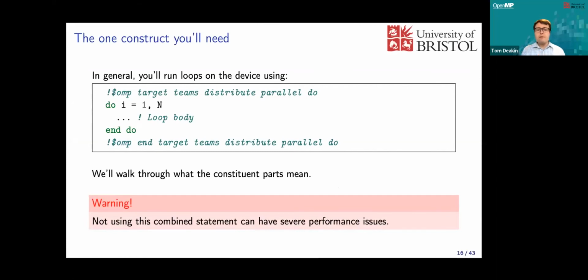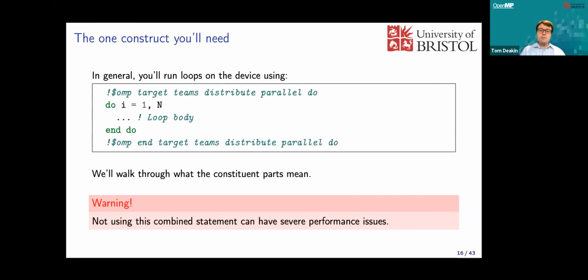So we have our parallel loop, a do, and inside there is our loop body. And above that loop, we're going to have this big long construct: target teams distribute parallel do. And as before, we need to end the target region with end target teams distribute parallel do as well.